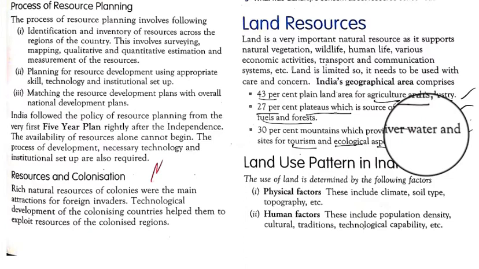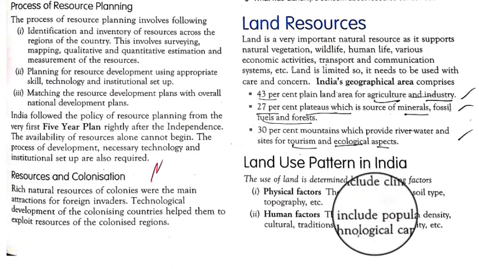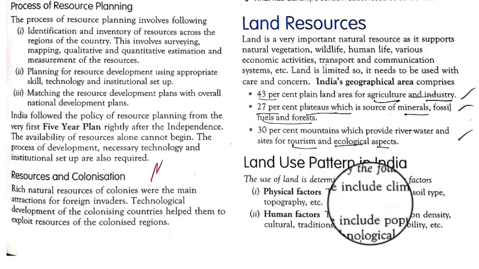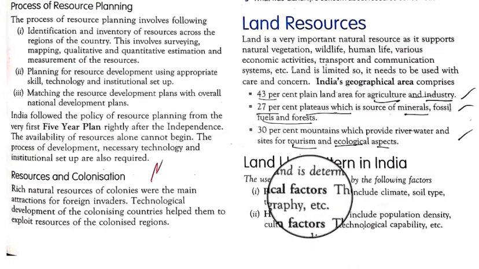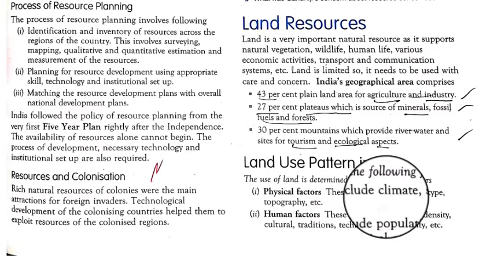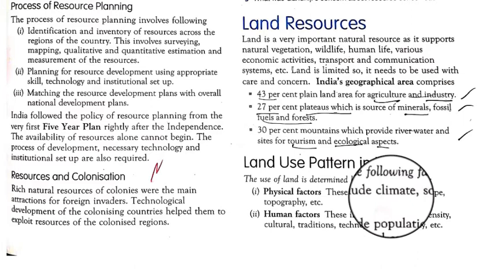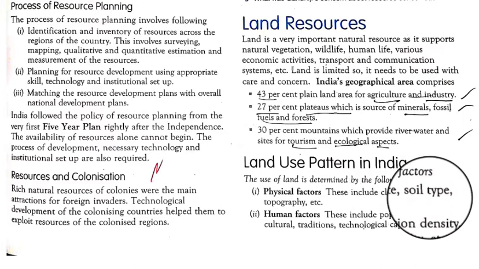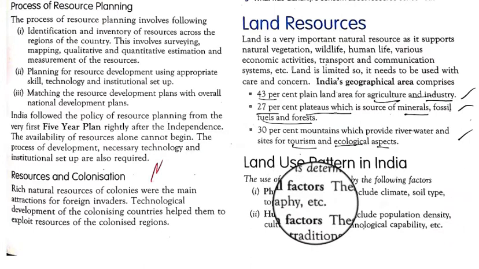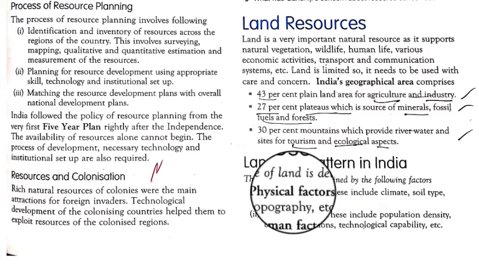Next is the land use pattern in India. The use of land is determined by the following factors. There are various kinds of factors that determine for what purpose we need to use land. The first one is physical factors, which include climate, soil type, topography, etc. So the climatic condition, the soil types and the topography are used to decide what we need to use our lands for.